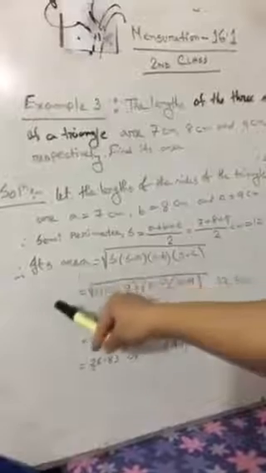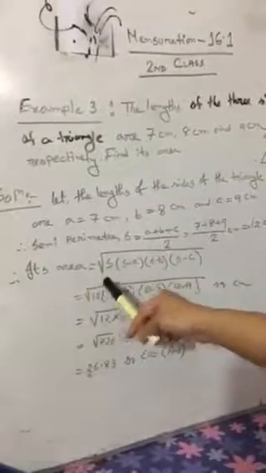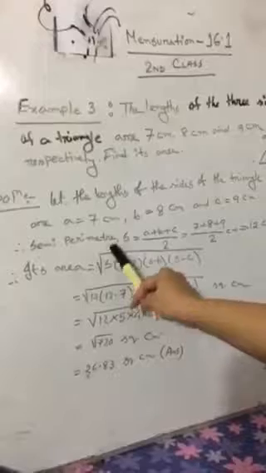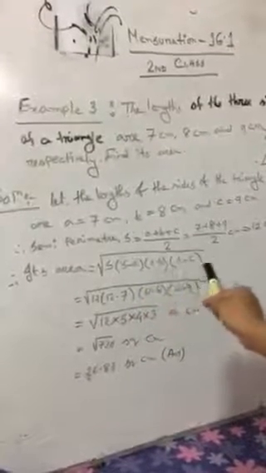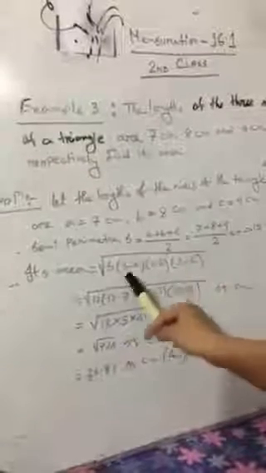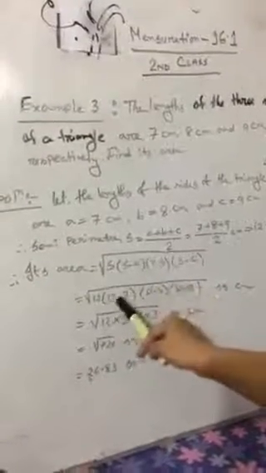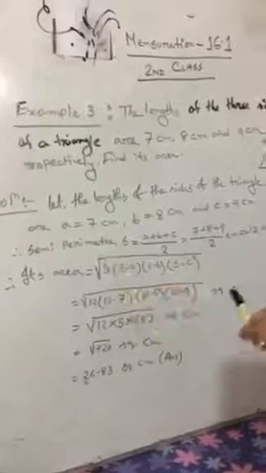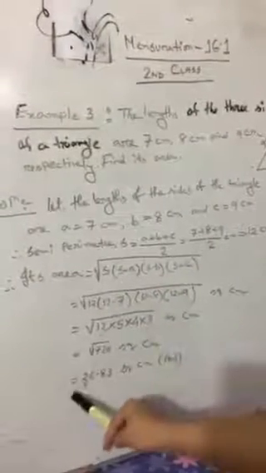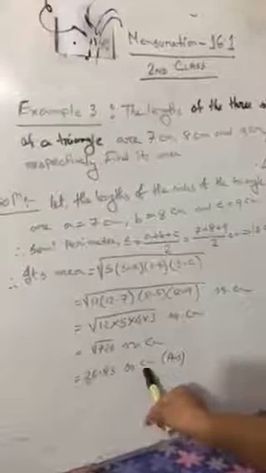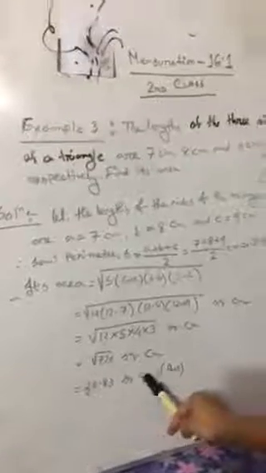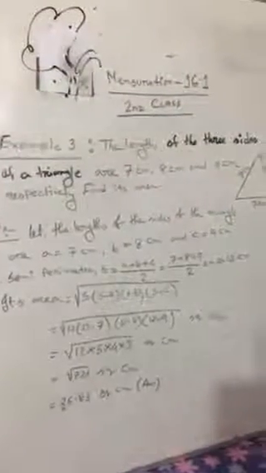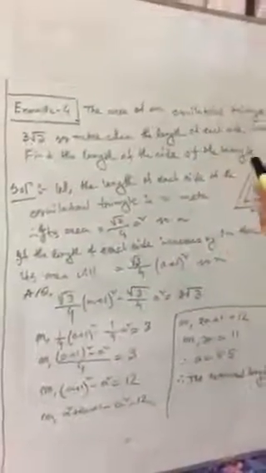Now find the area. We know the area formula: square root of s into s minus a, s minus b, into s minus c. Let's put the values: s equal to 12 and a equal to 7, and let's do the calculation. After calculation we find the area is 26.83 square centimeter. That is the answer. Now let's start our second math, which is example 4.